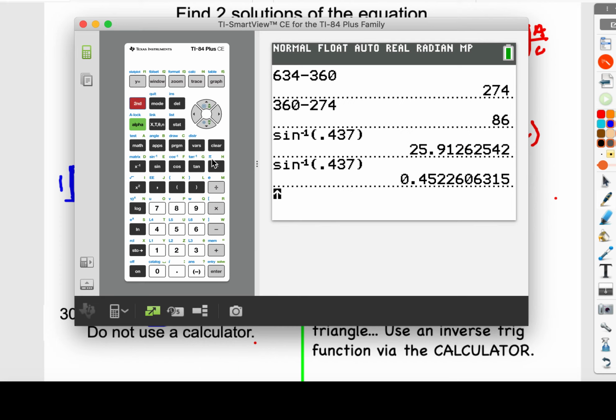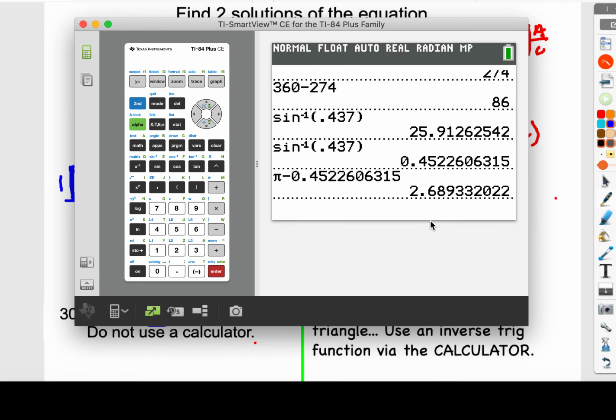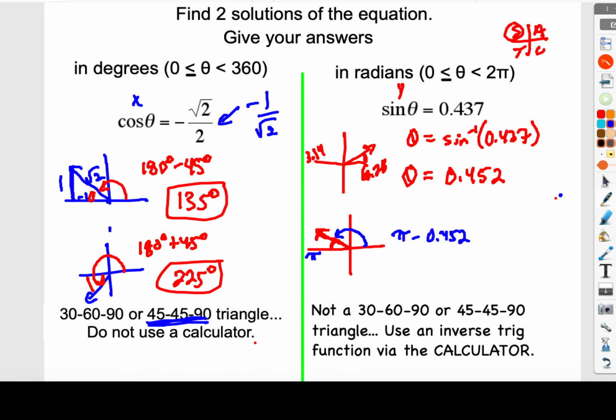Pi minus, and again, best thing I can do is probably just go up here and copy my answer down. More decimals always makes for a more precise answer. And we get about 2.689. Looks like 2.689. So again, I can say theta is 0.452 or 2.689. And both of those answers, from 0 to 2 pi in that first full circle, are the only two possible answers where sine would have been positive, because it's only positive in quadrants 1 and 2 in order to get us this number.